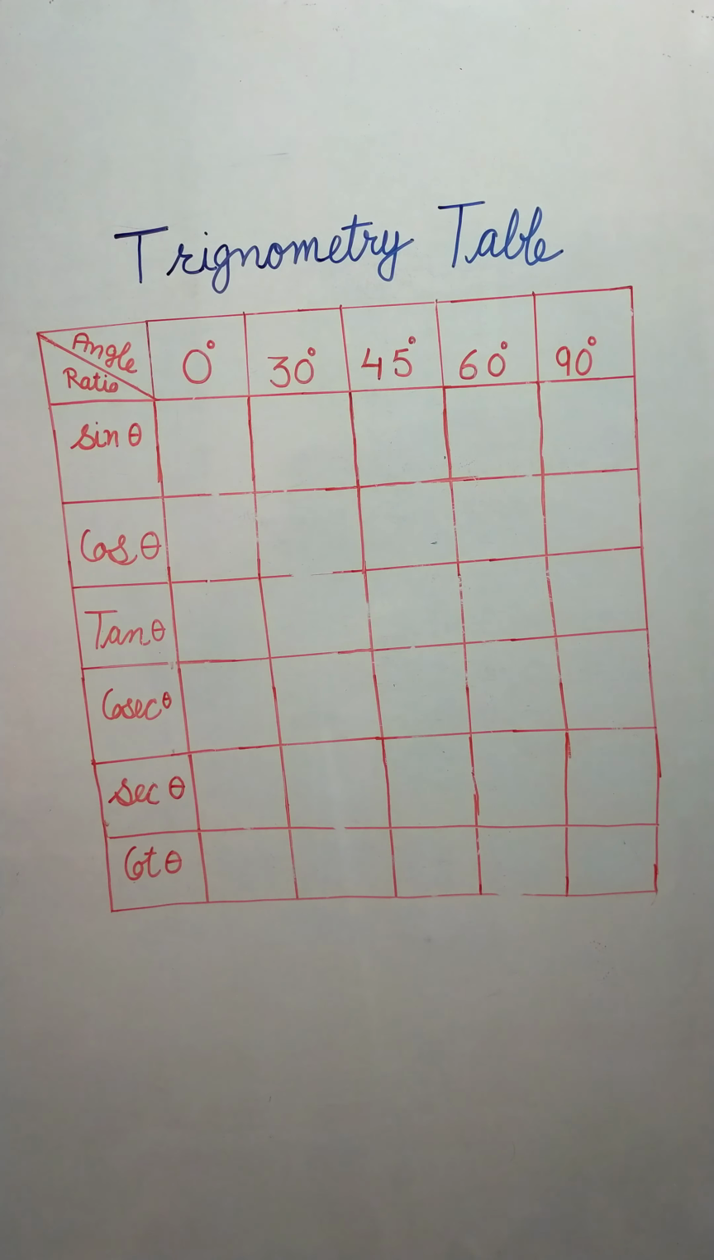So next is cosecant. Cosecant is the reverse of sine. Sine is 0. Reverse of 0 is 1 by 0. So this is not defined. Wherever it is 1 by 0, it is not defined. Then 1 by 2, reverse of 1 by 2 is 2. 1 by under root 2, reverse is under root 2. Under root 3 by 2, reverse of it is 2 by under root 3. And 1: reverse of 1 is 1.